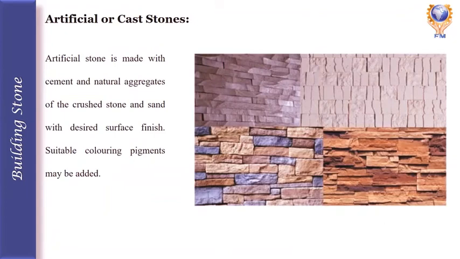The final topic is artificial or cast stones. When the natural stones are not available at reasonable cost, we go with the artificial or cast stones. These artificial stones are made with cement and natural aggregates of crushed stone and sand with the desired surface finish. We can also add suitable color pigments to it.